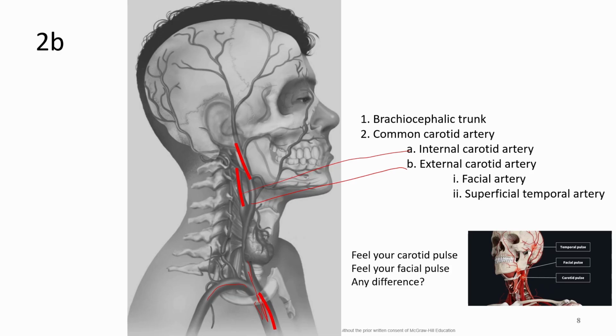Okay, and other vessels to note. From the external, that branches here into my facial artery. So that's my facial artery. See that branch right here? That's my facial artery. Okay. And then you have your superficial temporal artery. Again, that's going to be right there.